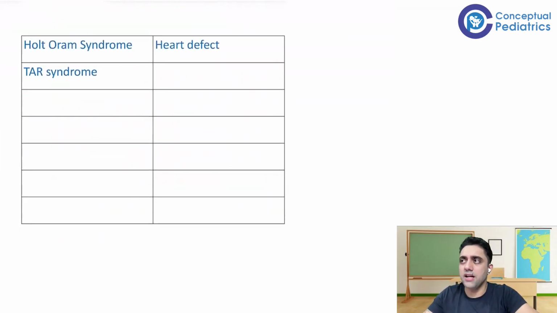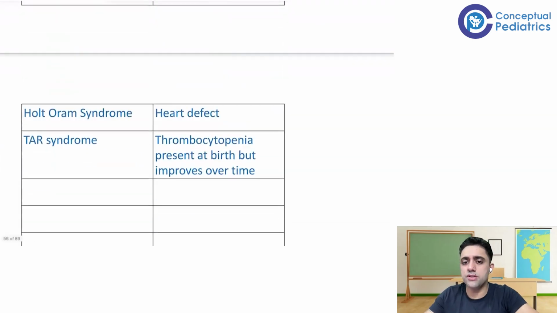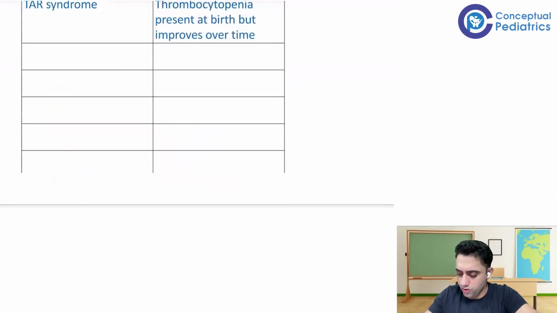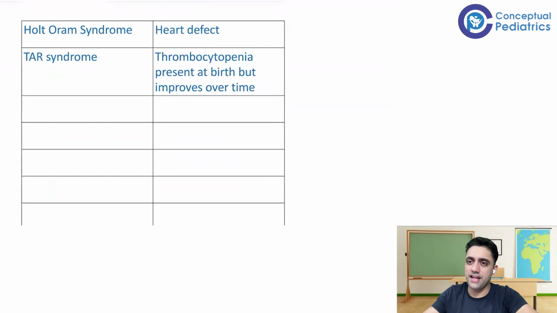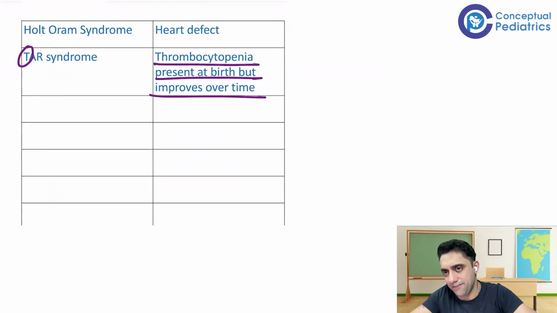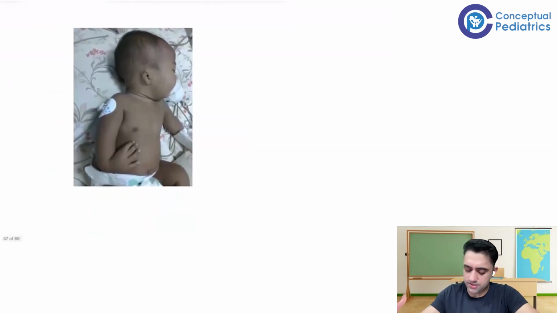Now TAR syndrome. TAR syndrome, as I told you, is thrombocytopenia absent radius syndrome. The name itself says T for thrombocytopenia, which is present at birth, but it improves over time. That's how the patient comes to us. Many patients come to us like this with radial deficiency, and you need to think about Holt-Oram syndrome, TAR syndrome, Fanconi anemia, and VACTERL anomaly.